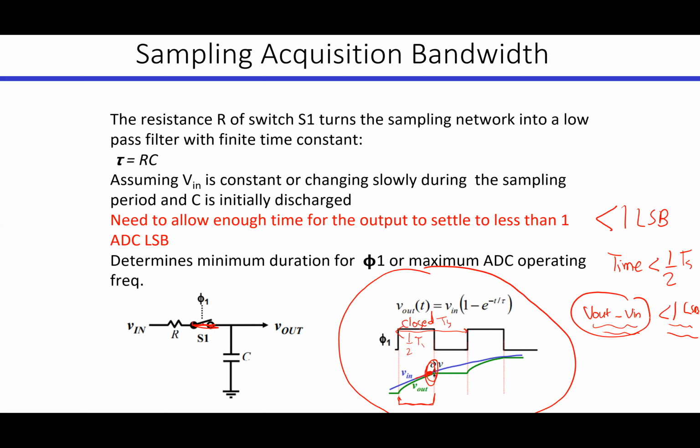Why has this happened? Because my track and hold circuit was not able to track the correct value of the V input within the required time. So in order to guarantee that it can track within the required time, I should have sufficient bandwidth of my track and hold circuit. This will set a design requirement on the value of the switch on resistance that you can select. Okay, is that making sense?